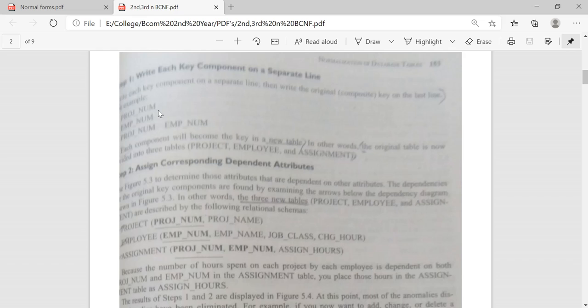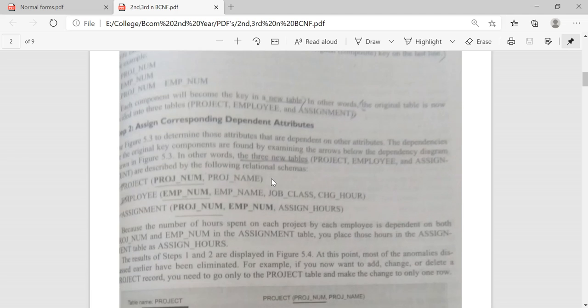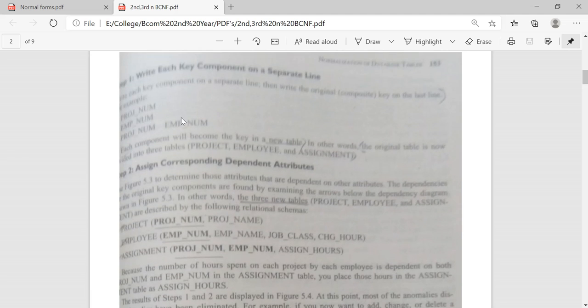I mean, it will give us the idea to divide the table into n number of tables depending on the requirement. So we have three lines here, so automatically it gives rise to three tables. One is project, one is employee, and the other one is assignment. Next, now we have divided, right?